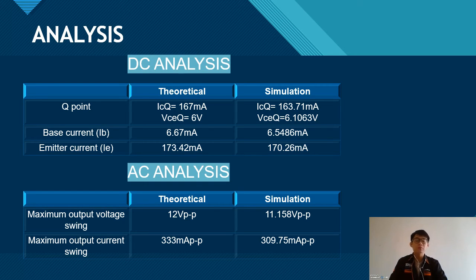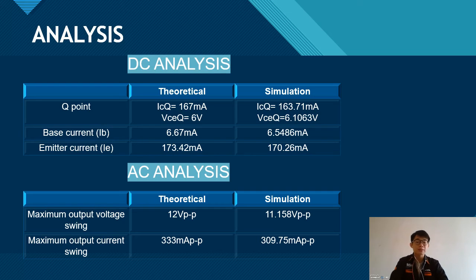As we know, our circuit is a class A power amplifier, and our I saturation is 333 milliampere, while the VCE cutoff will be 12 volt. So the Q point here will be located at the middle of the DC load line. Next, from the base current and emitter current, as we can see from the table, both the values obtained theoretically and through simulation are approximately the same.